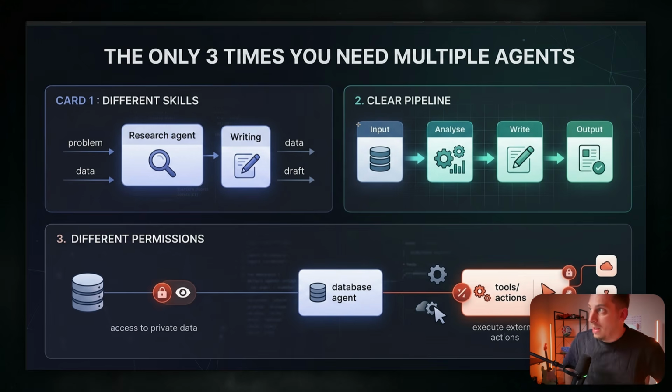Clear pipeline: input, analysis, write, output. In my newsletter case, it's input and creating content. And then the second part of that pipeline would be to design the page based on that content and then deploy it on my website. And then the third one, which is different permissions, right? You have private data, more financial data in your company, and you want to have it in for your own agent, and then your team, for example, your design team, your development team, can have their own types of agents that they use in a team to execute different commands.